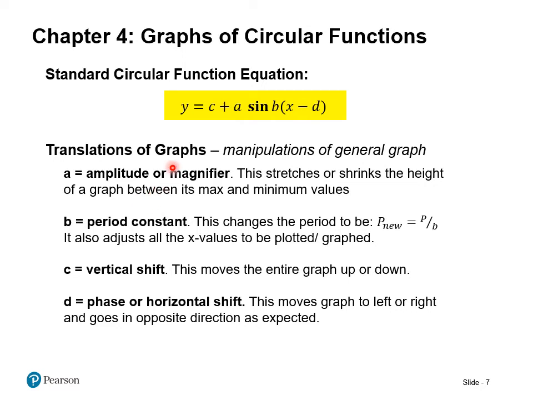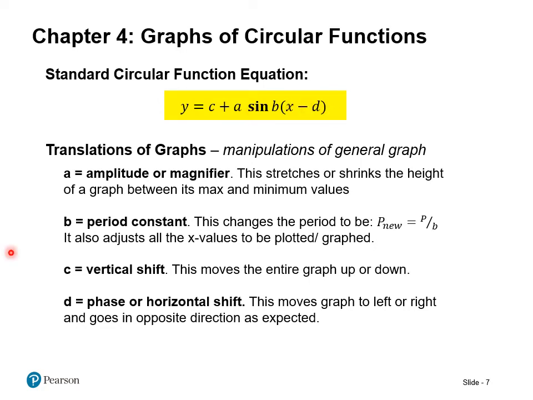And what this does is it stretches or shrinks the height of a graph between its max and minimum values, okay? The constant b, and this is b times x, or it's b times a sum or a difference, needs to be outside the parentheses. And this was a thing that I emphasized in the lectures, that you really have to be careful about b and d, because the b has to be outside the parentheses if there's a plus or minus d in here, okay?